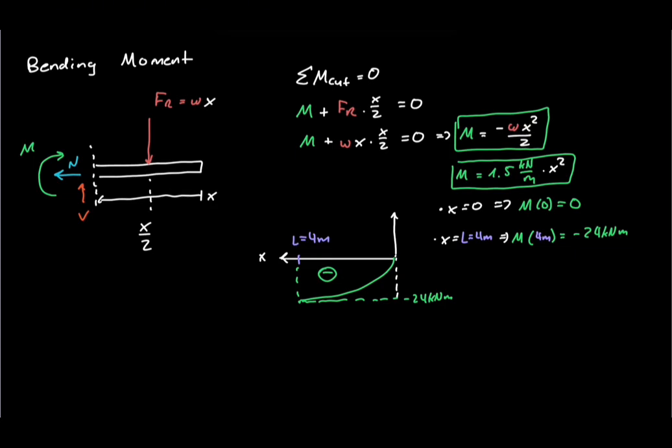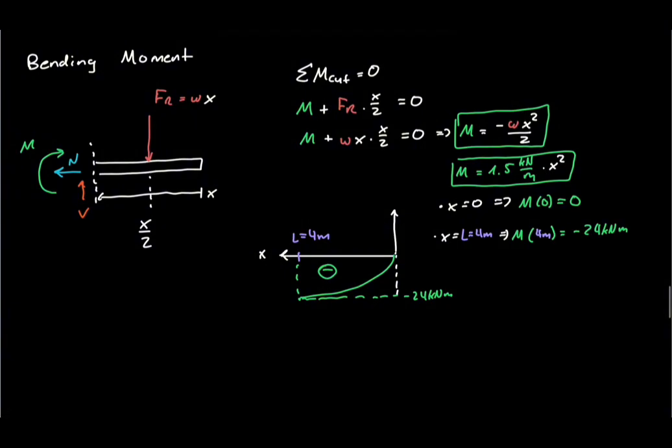A constant distributed load produces a linear shear force function. A linear shear force function produces a quadratic bending moment function. Every time we integrate, the power of x increases by 1. The same procedure also works for triangular loads, trapezoidal loads, and even arbitrary load functions. The only thing that changes is the expression for the equivalent force.